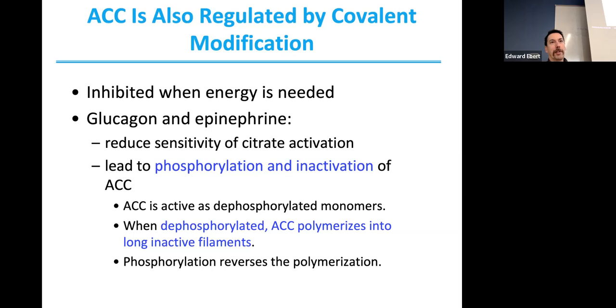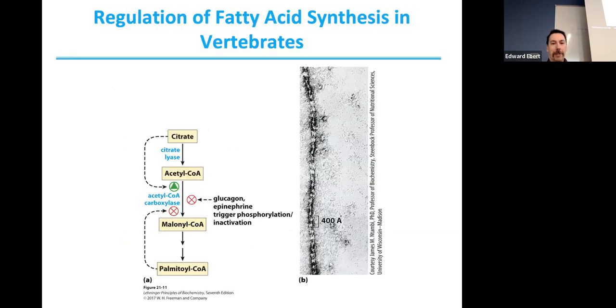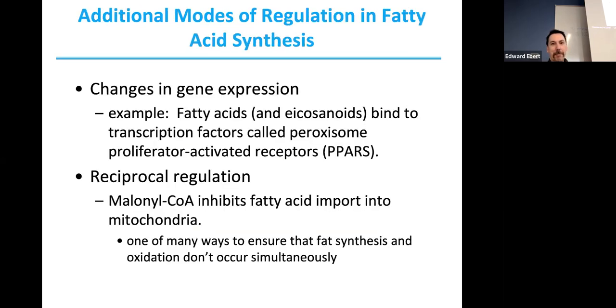So you can think of it as a self-assembling shirt. That's terrible. But when it's dephosphorylated, it all comes together into its active form. You can wear the shirt. When you phosphorylate it, it all falls apart into a pile of thread, which is not active, not useful. Not active wear. Any mnemonic that works, right? Okay.